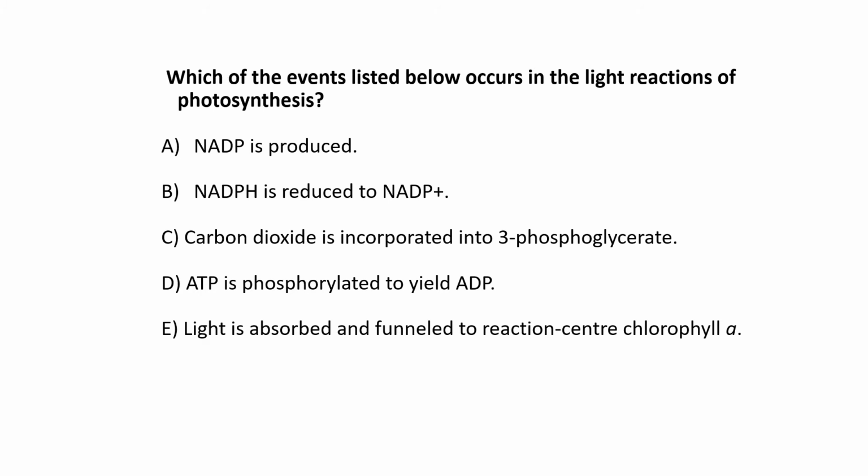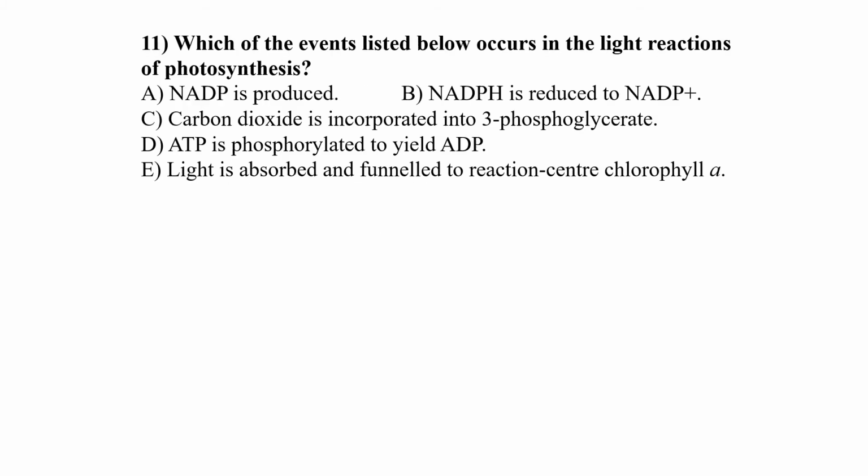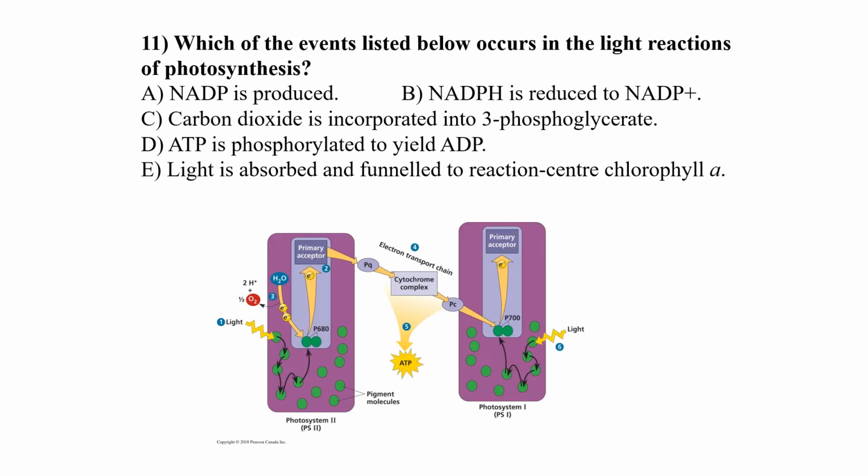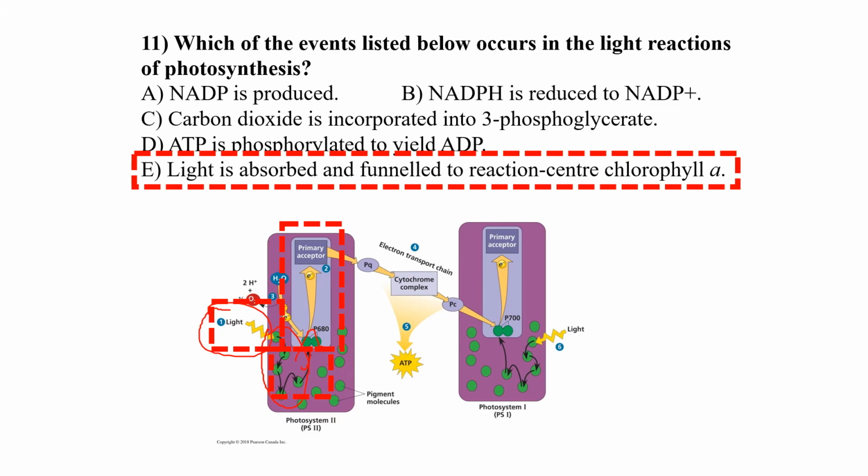Okay, now this question, which of the events listed below occur in the light reaction? So that one is also very easy. So think about it and I will answer it in the next question. Okay, so the answer clearly is E, because if you remember, you see the light in this schematic that is later absorbed and it goes to the reaction center. So here you can see all this process that takes place in E, while the other ones are wrong.